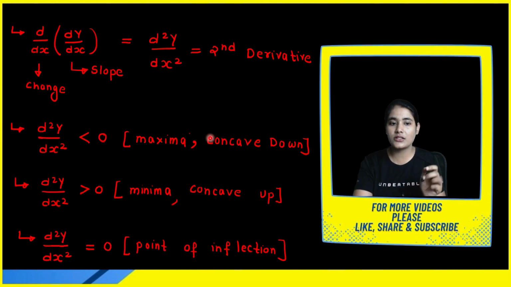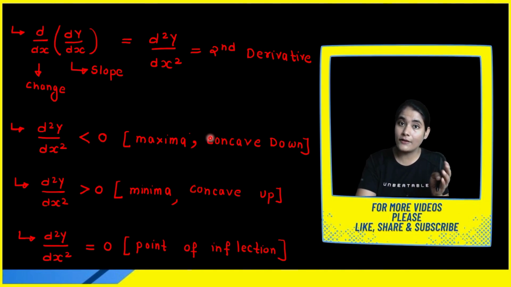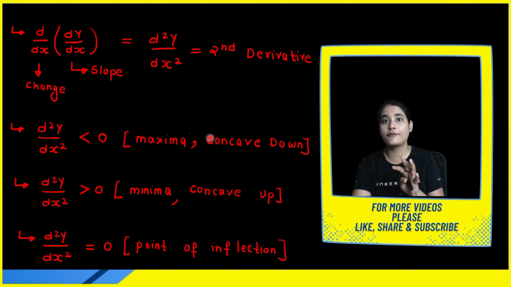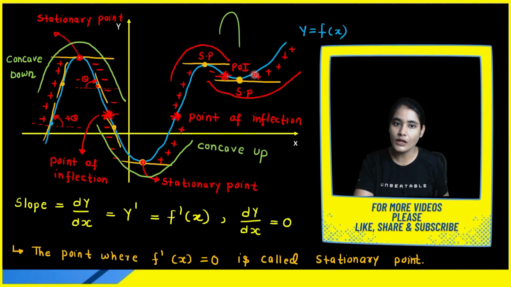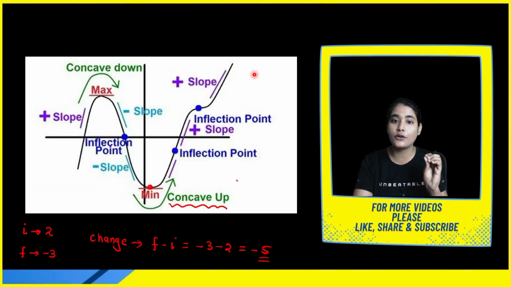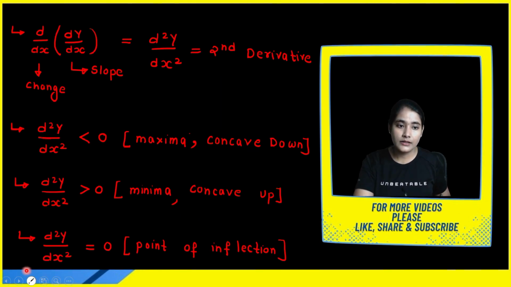So there is one more condition. The very first condition, consider double derivative equal to 0, and then check whether you are getting concave down and concave up before and after the point. Then there is a concavity change, and if there is a concavity change, you will get the point of inflection. Okay, so this is all about point of inflection. Now, my dear student, I think it is clear where we are getting maxima, minima, concave down, and concave up, and with the help of the double derivative we can easily calculate.